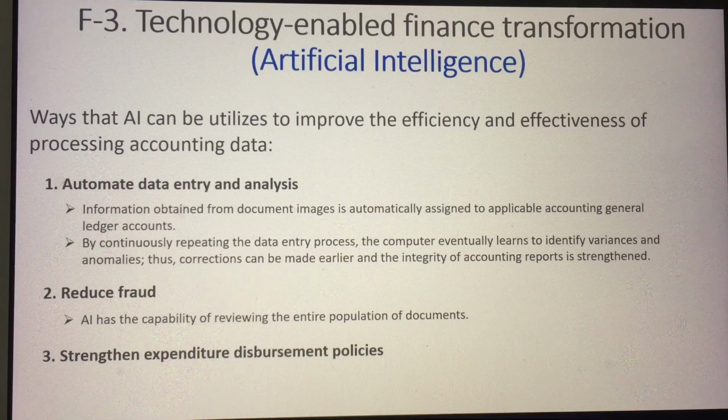Before, when you have some sort of documents, print pa natin siya noon, tapos we manually input the informations in the computer. But right now, ni-scan na lang yung image, no? And then it will automatically populate. No? So, automated na siya. And then the second bullet point here is that by continuously repeating the data entry process, the computer eventually learns to identify variances and anomalies. Thus, corrections can be made earlier and the integrity of the accounting reports is strengthened.